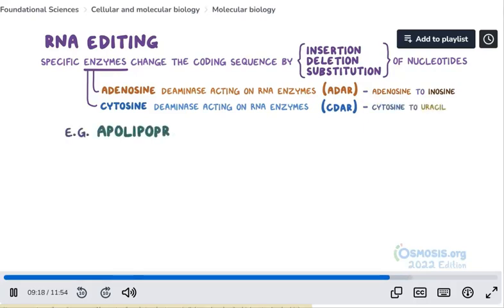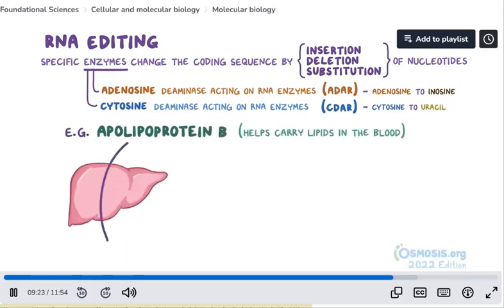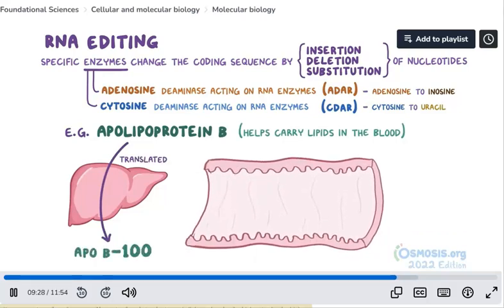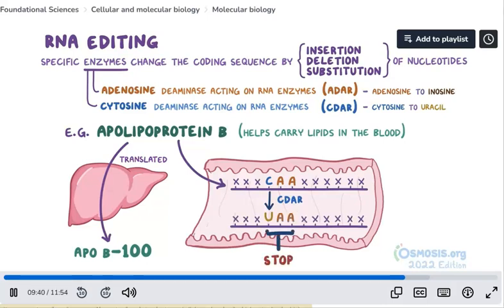An example is apolipoprotein B, which is a protein that helps carry lipids in the blood. In the liver, the mRNA is fully translated into the protein ApoB100. In the intestine, the same mRNA undergoes a change. A CDAR changes the cytosine in the codon CAA, which codes for an amino acid, to a uracil, resulting in a UAA stop codon. That stops translation. As a result, the translated protein is a smaller variant called ApoB48. So, RNA editing helps determine where specific types of lipoprotein are synthesized.